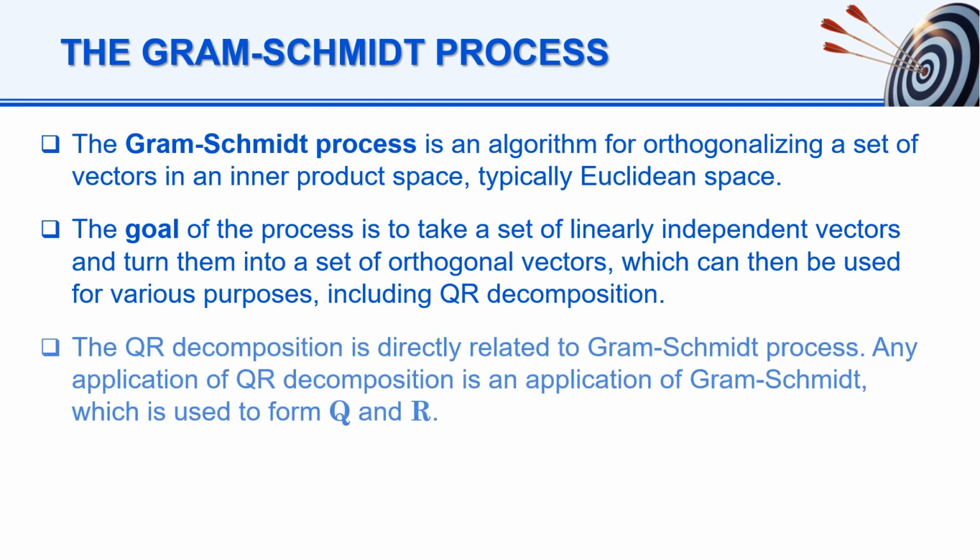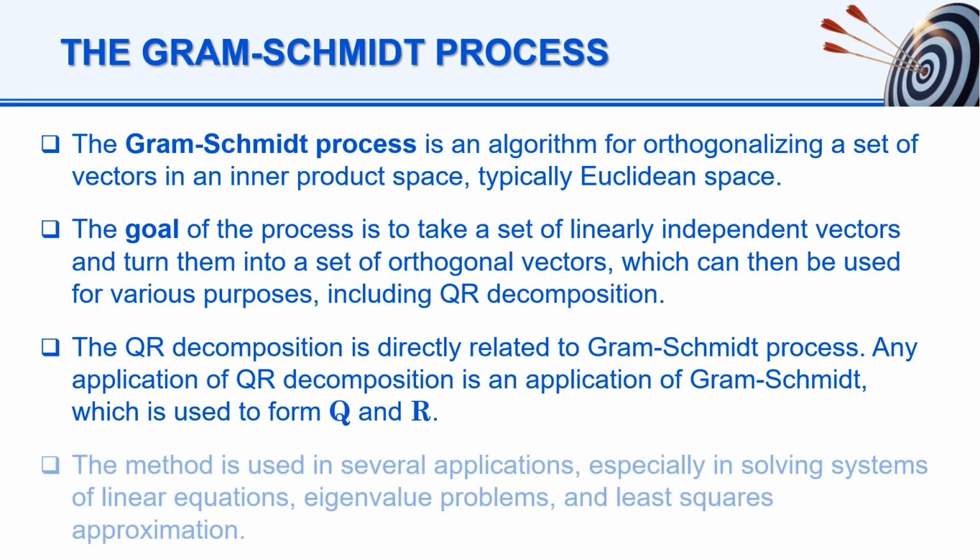The QR decomposition is directly related to Gram-Schmidt process. Any application of QR decomposition is an application of Gram-Schmidt, which is used to form Q and R. The method is used in several applications, especially in solving systems of linear equations, eigenvalue problems, and least squares approximation.